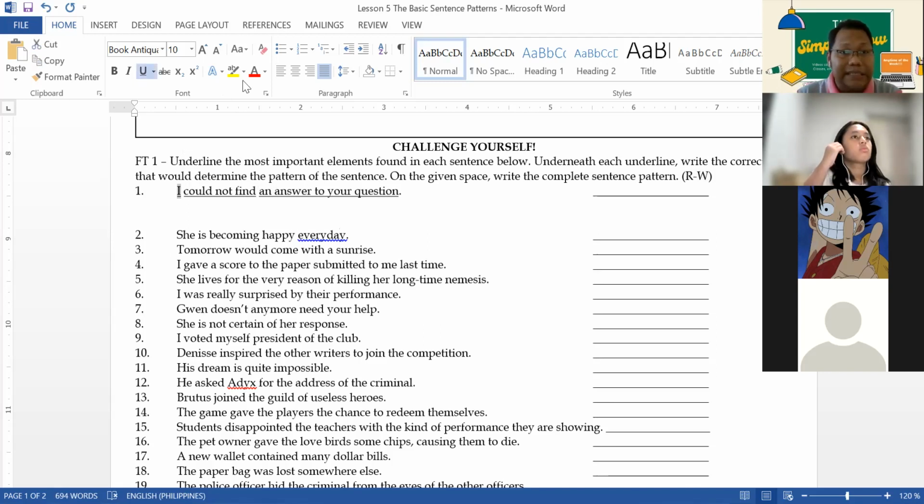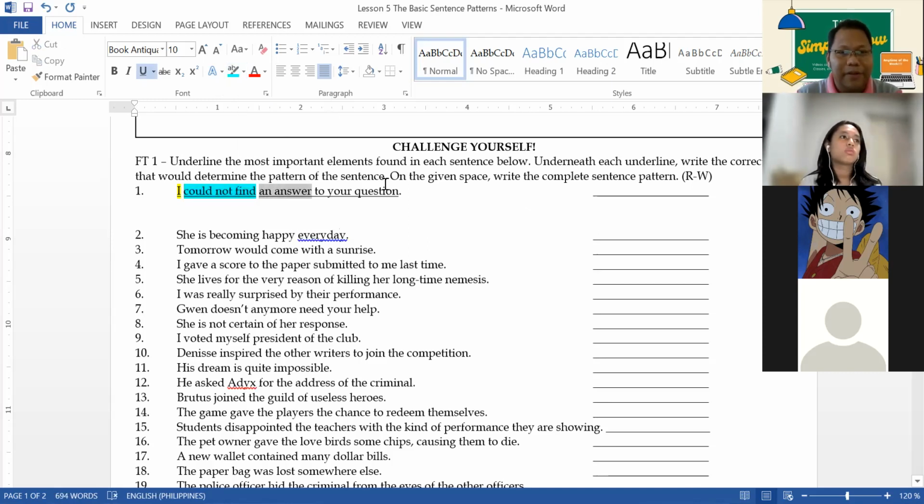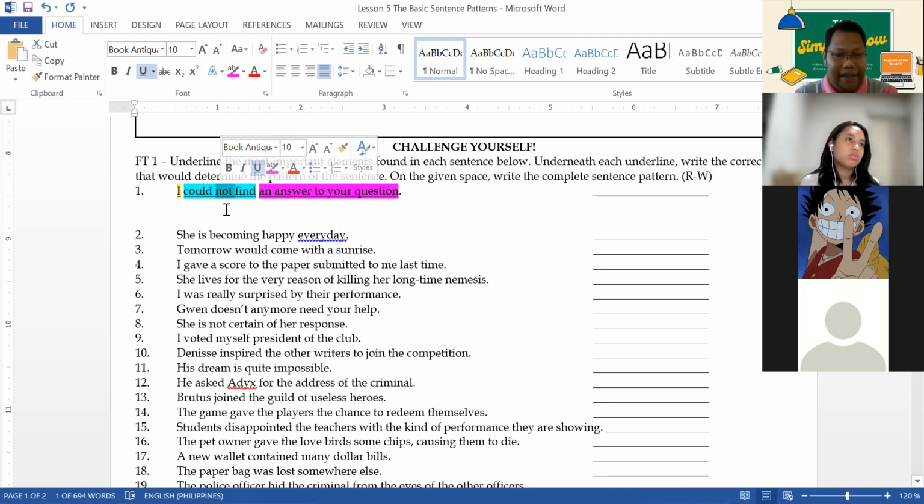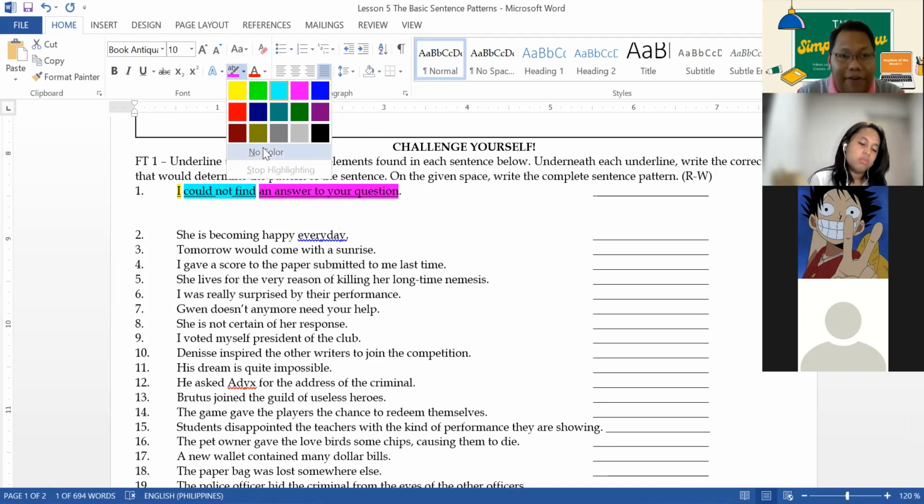Let's color this with yellow. Let's color this with blue. Let's color this one with purple. Personally, I would not want to include not in the underlining. Why? Because not is not a verb.